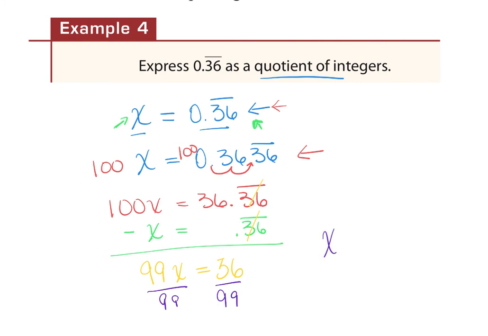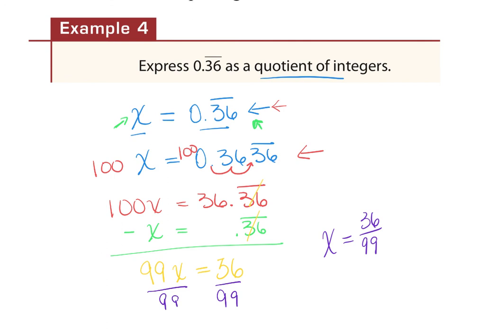So I'm going to get x equals 36 over 99. By the way, when you have just a repeating decimal, nothing in front of it, not a whole number in front of it, it's always going to work out to the repeating decimal over that number of nines. So I had 2 digits repeating. It's going to be the 2 digits over 2 nines, 99.